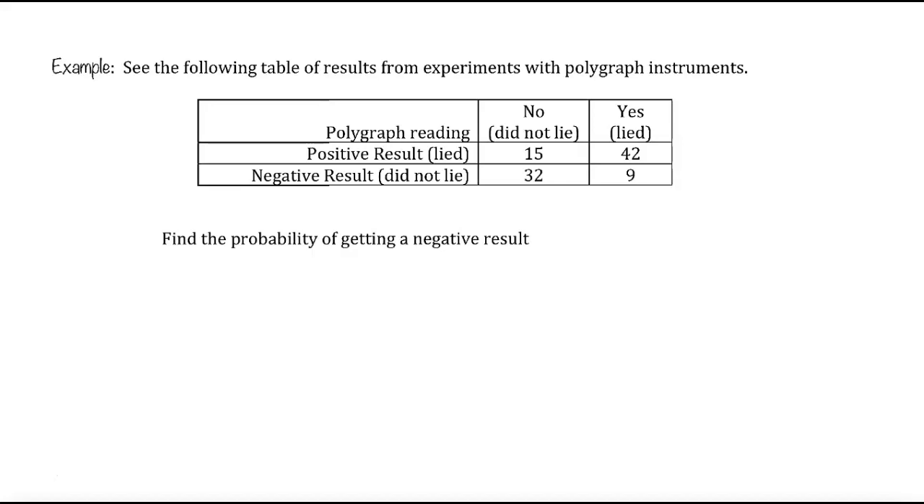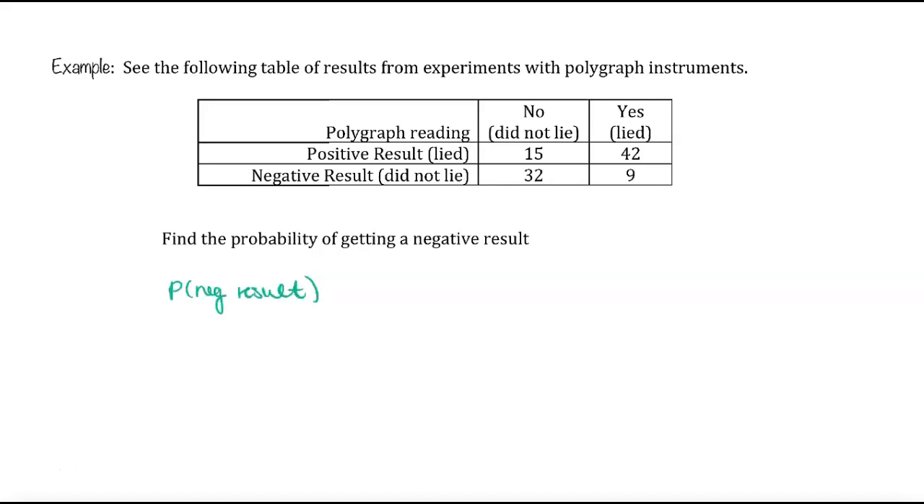In this graph, we can see the number of people that lied or did not lie and the corresponding polygraph reading. For example, we can see that 15 people did not lie, but the polygraph instrument said that they did. And 9 people did lie and got away with it. Our job in this example is to find the probability of getting a negative result.